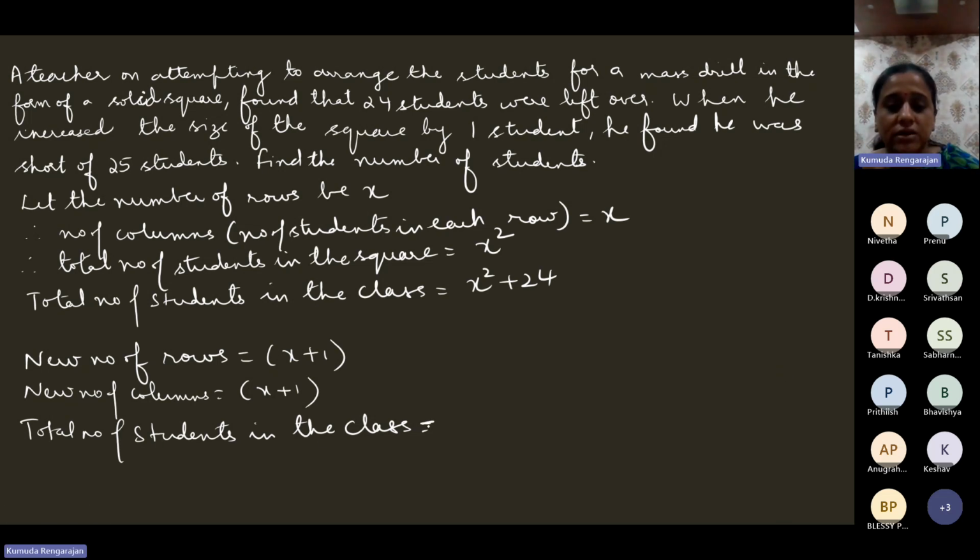Sorry, children. So now x plus 1 rows and x plus 1 columns. So the total number of students in the class is not x plus 1 by x plus 1 the whole square, which it would be if he had completed the square. He could not complete the square. He was short of 25 students.